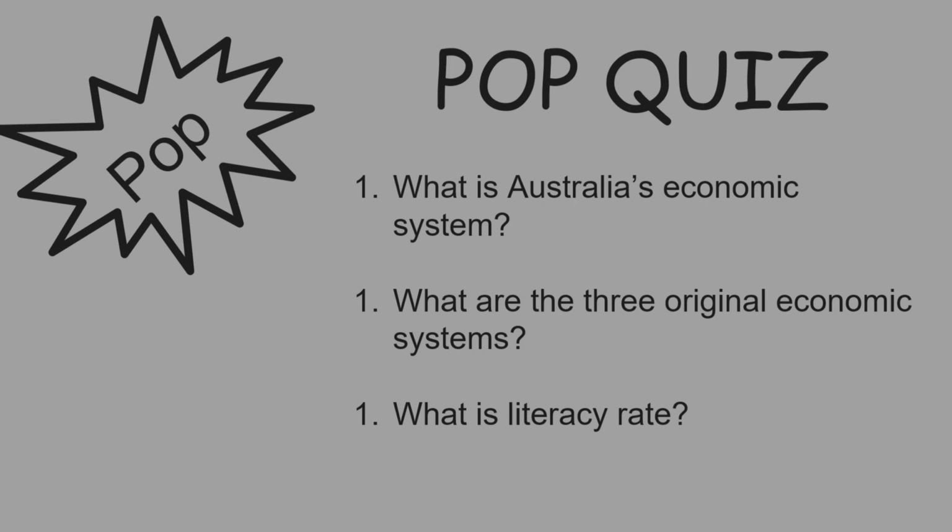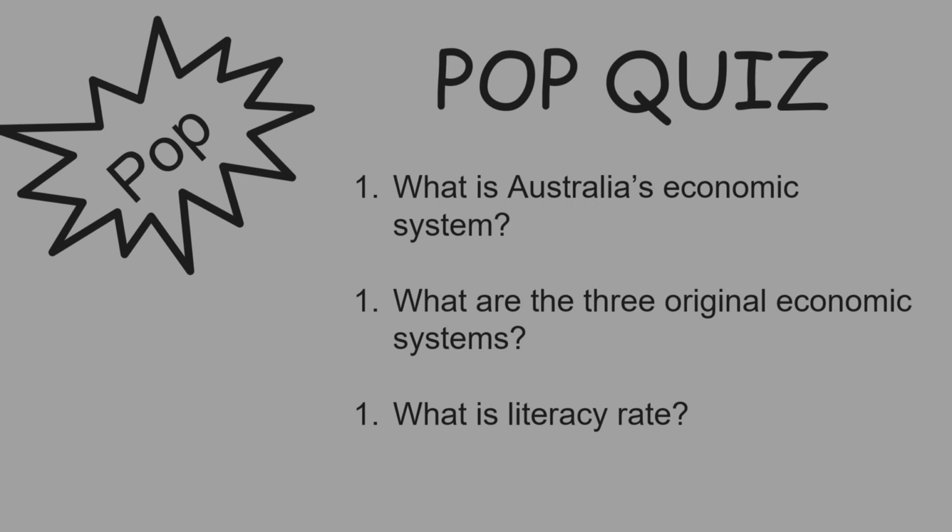Number 2, what are the 3 original economic systems? 5, 4, 3, 2, 1. So the 3 original economic systems are market economy, traditional economy, and command economy. The mixed economy is not part of those original economic systems.